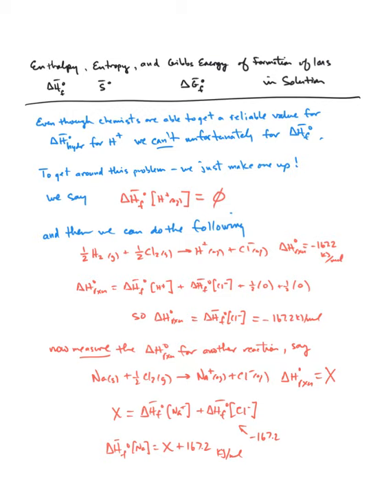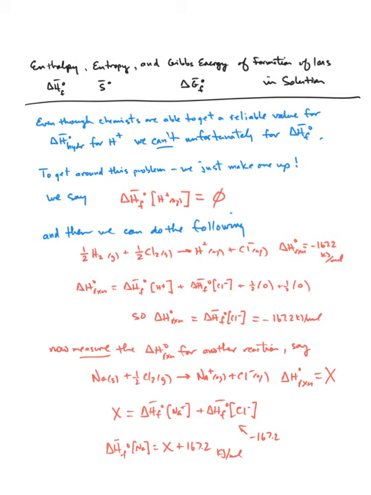What about formation values? You remember, I hope, from our earlier thermal chapters that you can get the delta H of any reaction if you have the delta H of formation values. At the time when you set the delta H of formation values for elements as 0, you base everything off that. Well, what do you do with ions? Even though chemists are able to get reliable values for the delta H of hydration for H plus using a computer, we can't unfortunately do that for a delta H of formation.